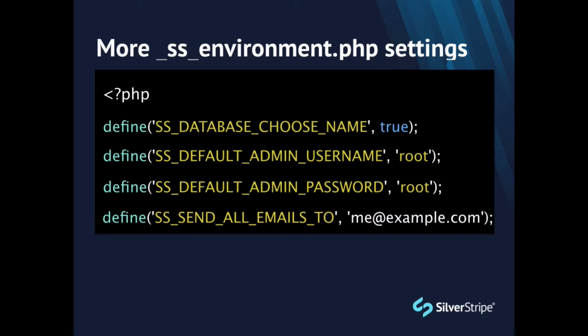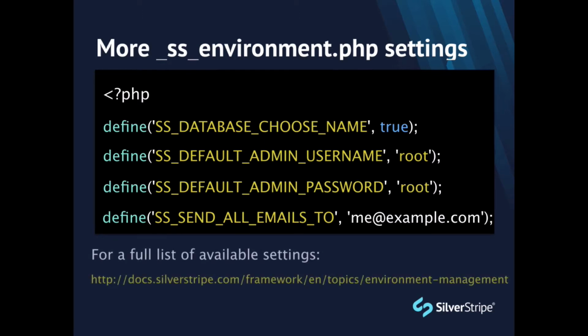Another setting you might want to turn on is SS send all emails to. If you provide your email address here, it will force all emails to go to you instead of to the places that your application might be sending them, which could include a client or anyone else, and they don't want to be getting your tests. So by applying this setting, it will force email to go to you no matter what to address you've specified. So that's very useful in development mode.